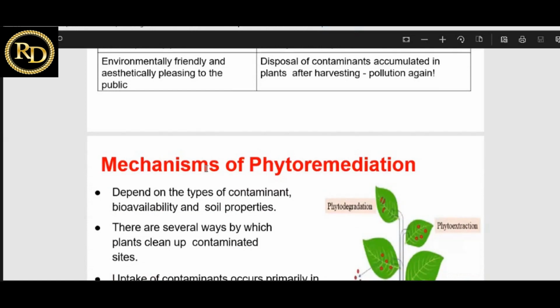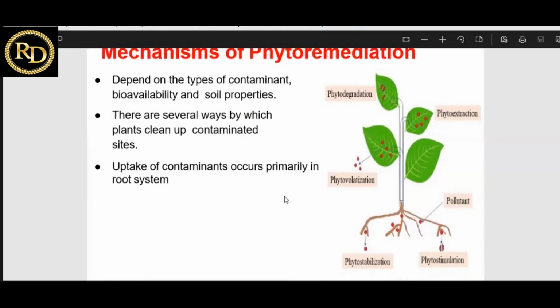Now, what are the different mechanisms? Plants can utilize different mechanisms, and according to the mechanism we can select different types of plants. In a single shot you can see the different mechanisms of phytoremediation. The first mechanism is called phytostabilization. Another mechanism is called phytostimulation. Other mechanisms are phytoextraction, then phytovolatilization, then phytodegradation. These are all types of phytoremediation.